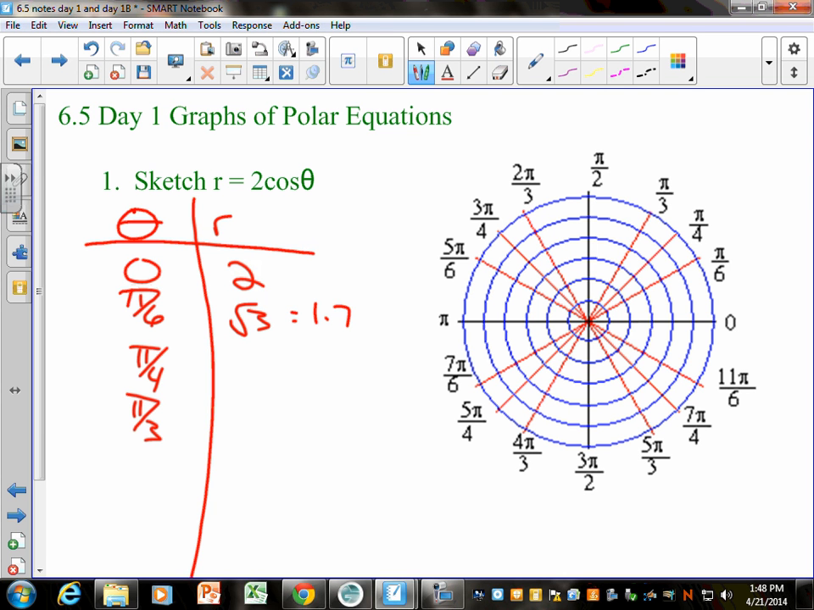What is the cosine of pi fourths? Radical 2 over 2 times 2 just gives you radical 2. And I think, doing a calculator, but I think radical 2 is like 1.41 something. Again, not exactly in a circle. What about pi thirds? Cosine of pi thirds is 1/2, and 1/2 times 2 is 1.